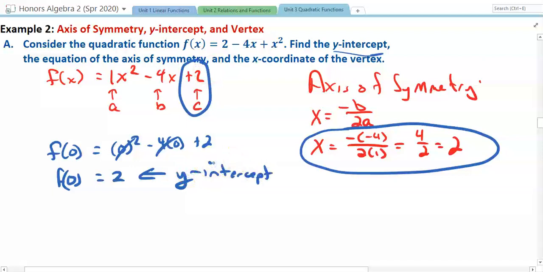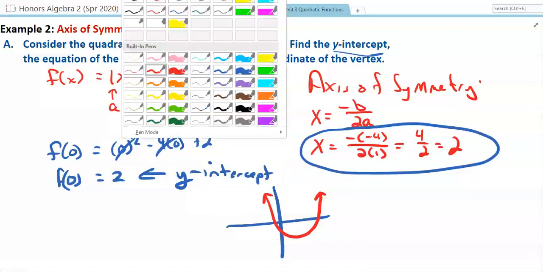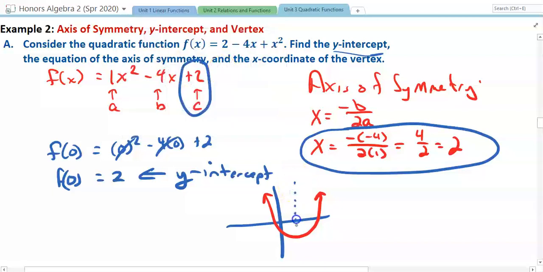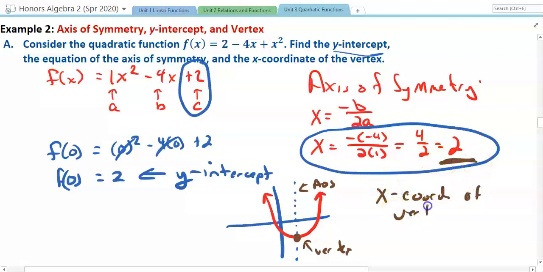And finally, the x-coordinate of the vertex. Well, give you a little hint here. If I'm drawing a parabola, right, and I draw this parabola somewhere on the coordinate plane, my axis of symmetry is that line down the middle that we talked about, that line of symmetry we talked about in chapter 2. And if I've got a line going through here, this point is my vertex, right? And this is my axis of symmetry. The x-coordinate of the vertex will be whatever x value we found for the axis of symmetry. And so the x-coordinate of the vertex is 2.